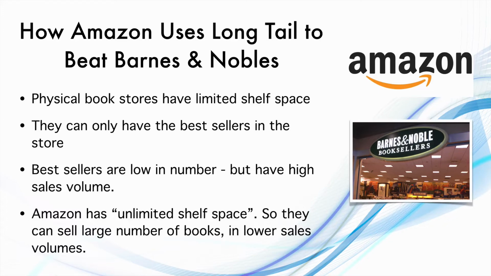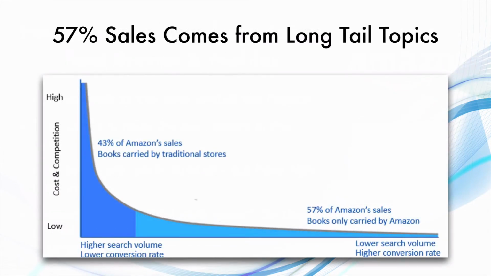So this is basically the long tail, and 57% of the sales for Amazon come from long tail topics. These are topics which are not very popular, but they are going to get some sales every month, and there are a lot of different topics like that. Here you can see 43% of Amazon's book sales are the books which are carried by traditional stores, and 57%, which is more than 50%, is coming from the long tail. So this long tail strategy is applied by Amazon as well.